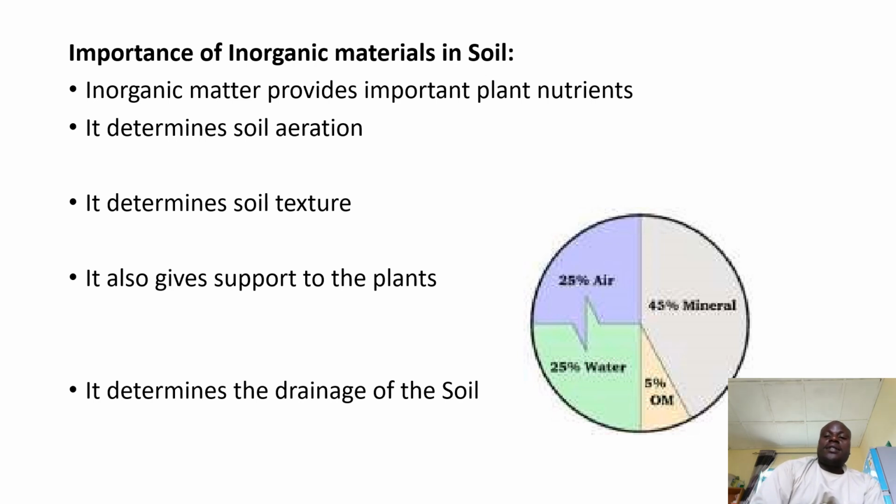This diagram is a summary of the percentage covered by some of the components. We have air covers 25% in soil, minerals cover 45%, organic matter covers 5%, water covers 25%.